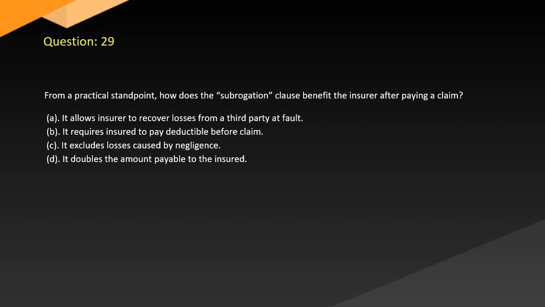Question 29. From a practical standpoint, how does the subrogation clause benefit the insurer after paying a claim? A. It allows the insurer to recover losses from a third party at fault. B. It requires the insured to pay the deductible before the claim. C. It excludes losses caused by negligence. D. It doubles the amount payable to the insured.